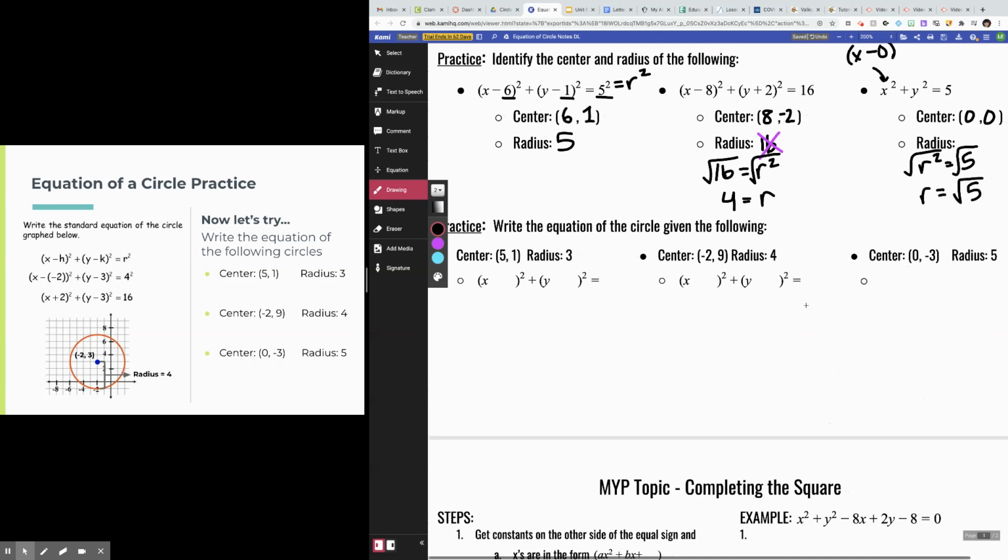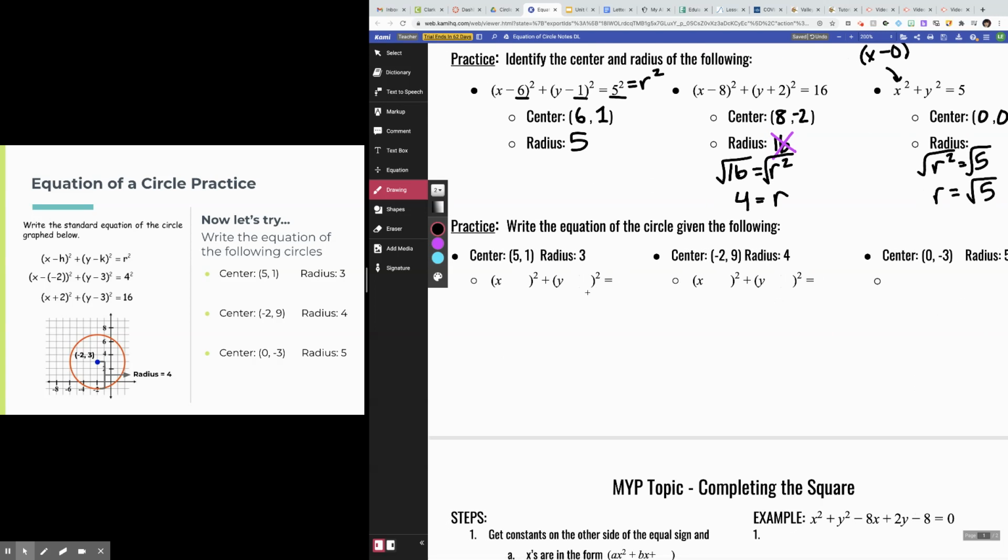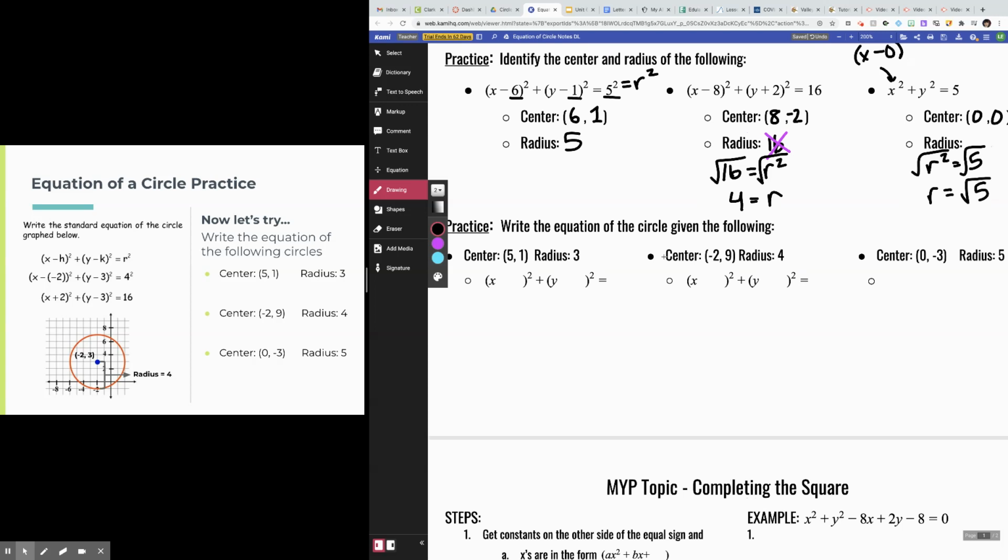All right, you all. So I actually would like for you to give this part a try right here, which is working backwards. So this time I'm giving you the center and the radius, and I want you to try to write the equation of the circle. All right, so give it a try. Pause the video, give it a try, and then check back with me to see how you did.